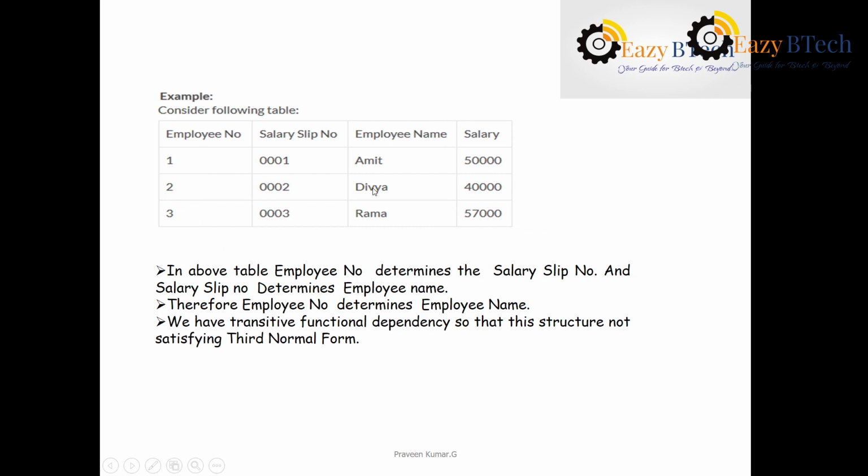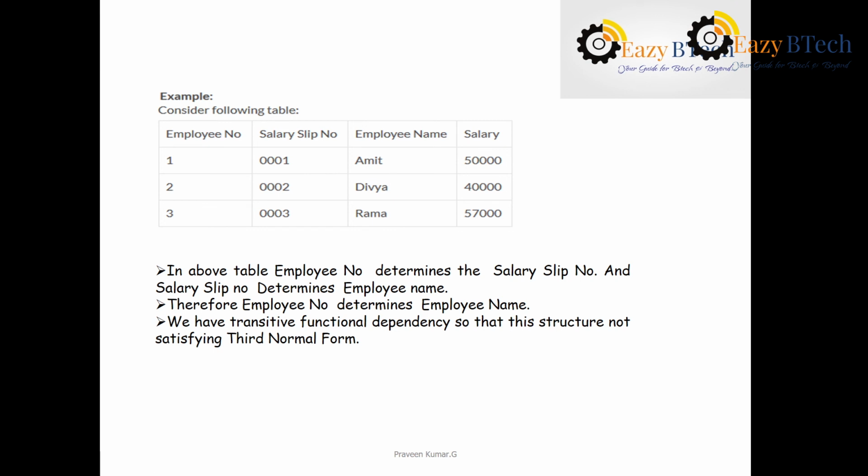Okay, this is called a transitive dependency. Employee number determines employee name. We have a transitive functional dependency, so the structure does not satisfy the third normal form. Why? Because if you want to know some employee's salary, first we know the salary slip. The salary slip determines the employee number, which determines the employee name. So this is called a transitive dependency.